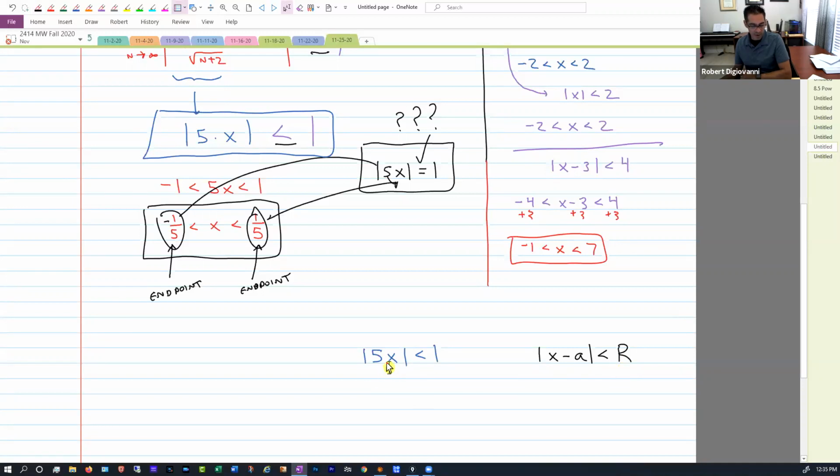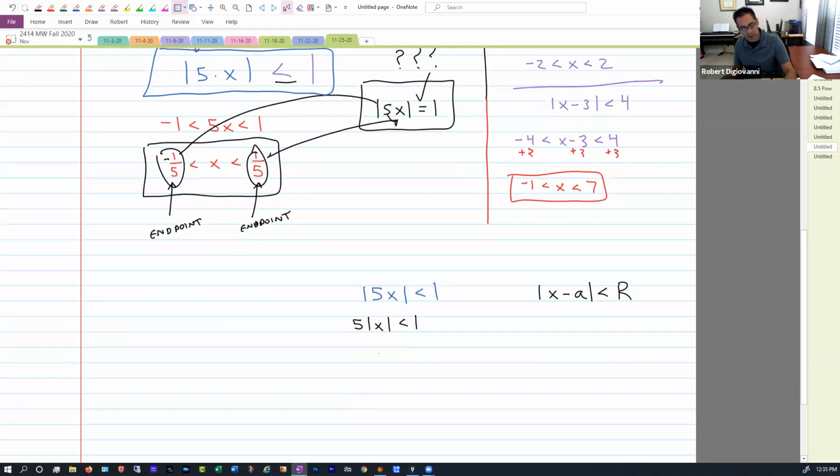So the way I look at this right now, this does not look like this. I need to get rid of the 5. So I'd have to write this as 5 times the absolute value of x less than 1. Because 5 is a positive number, so it doesn't matter. And then here I divide both sides by 5. And now this is in this form, because it's really like x minus 0 less than 1/5. So the radius of convergence is 1/5.